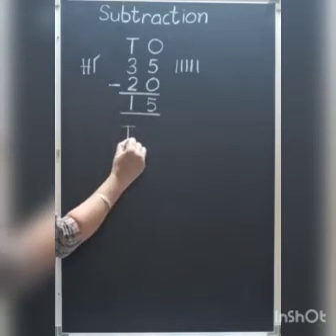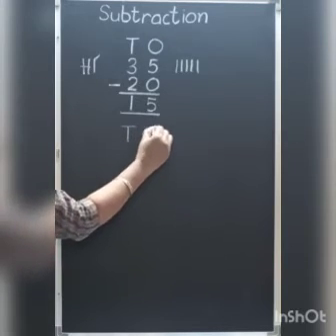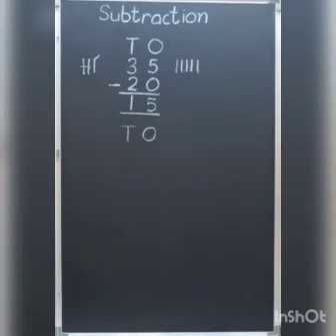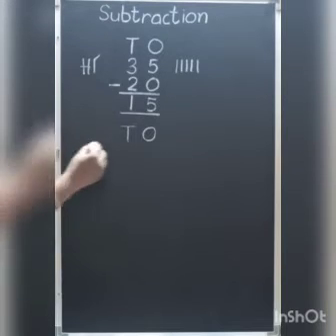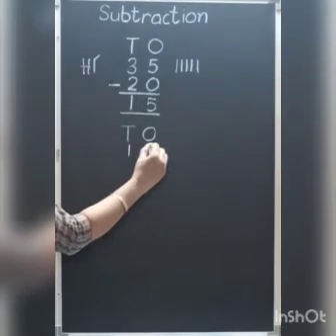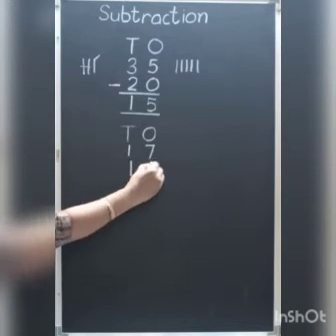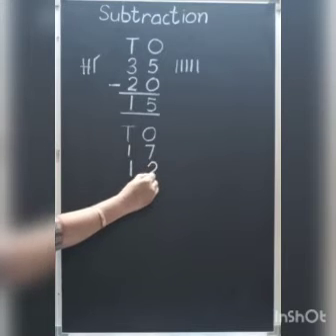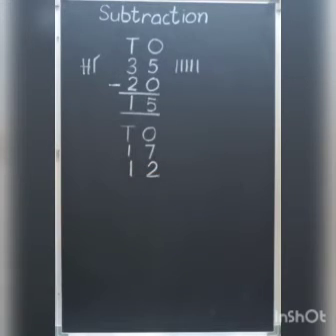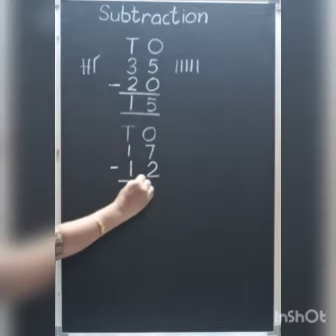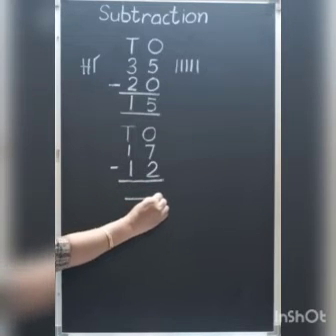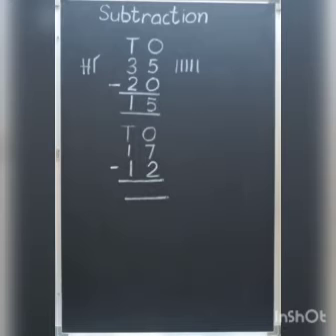Another example. First of all we will write tens and ones. Suppose you are having 17 balloons with you. How many balloons? 17 balloons. And 12 balloons you want to give to your sister. Okay, and you want to find how many are left after giving to your sister.